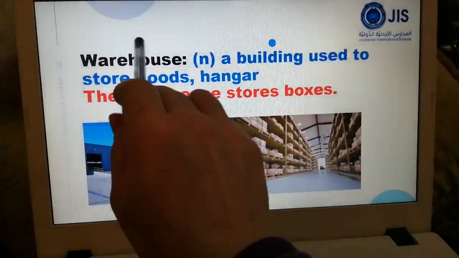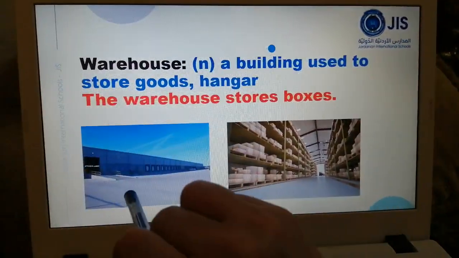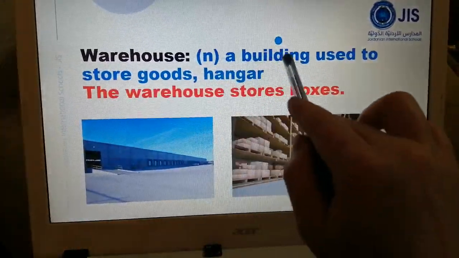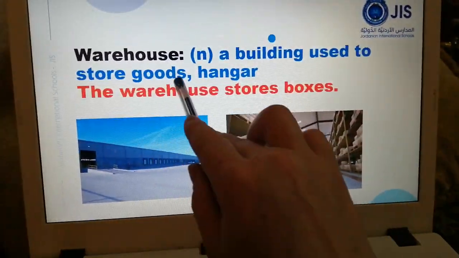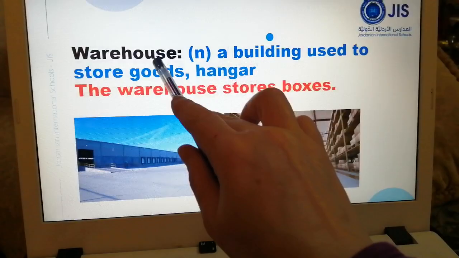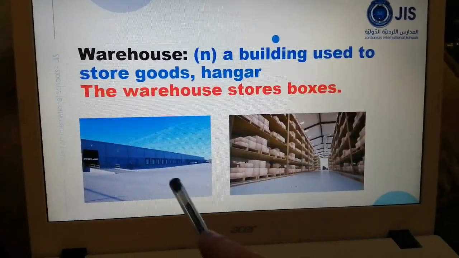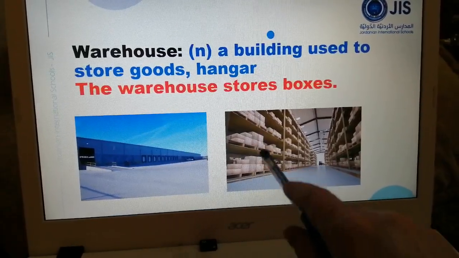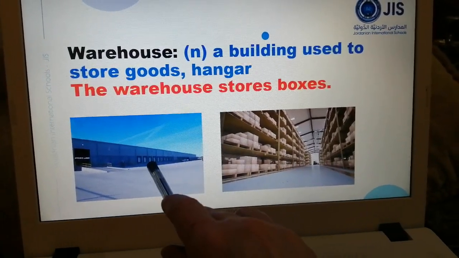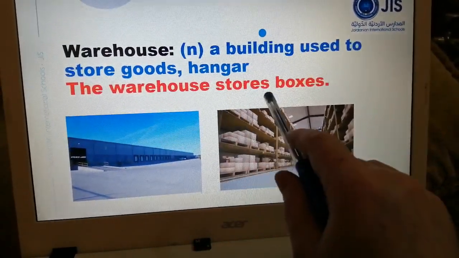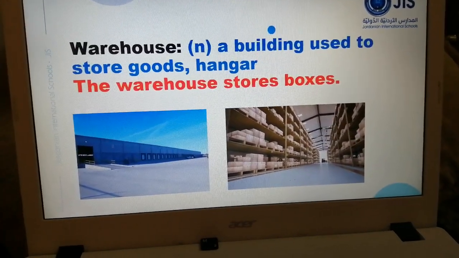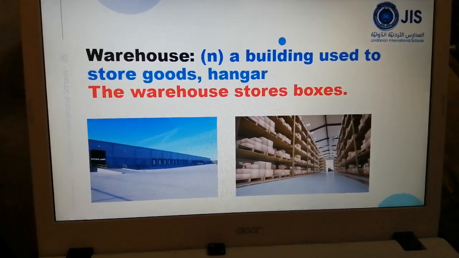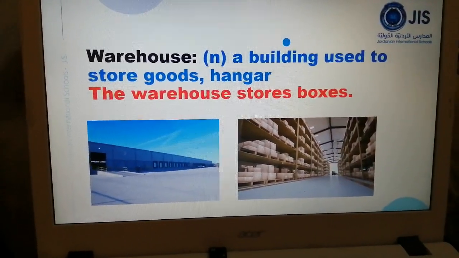Warehouse: ware and house together make a new compound word, a closed compound word, and it's a noun. It means a building used to store goods, and another synonym for warehouse is hangar. So this is a picture of a warehouse, and how people store stuff inside it, here from outside. The warehouse stores boxes, so people use it as a storage place. Okay, warehouse is a closed compound word, and it's a noun.